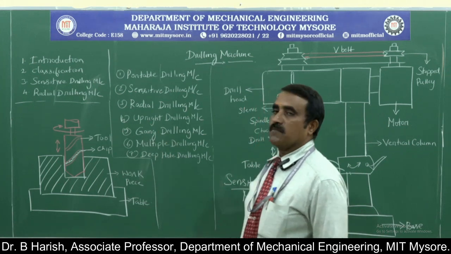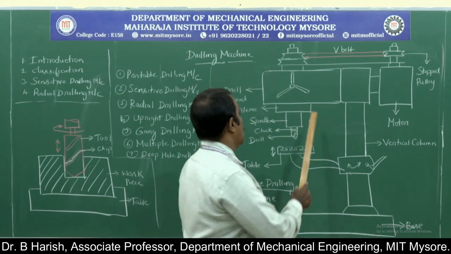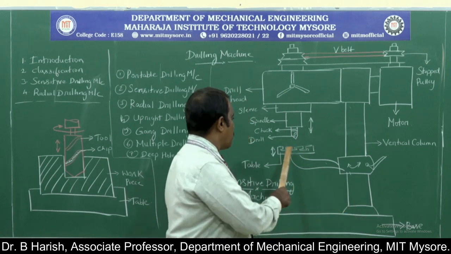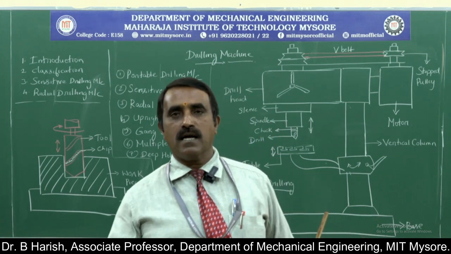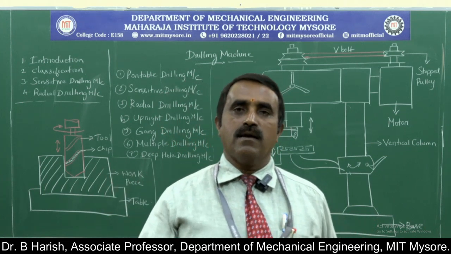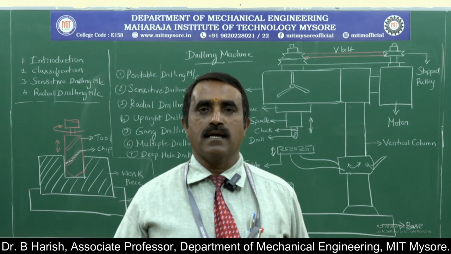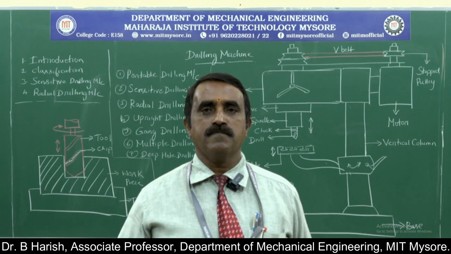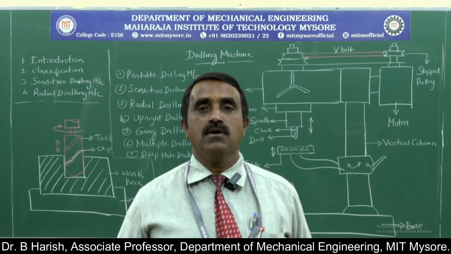Next one is the gang drilling machine. Gang means group. Here you can see that only one spindle is there, so one particular operation can be performed at a time. With a gang drilling machine, along with drilling we can perform other operations related to drilling. In drilling we have the reaming operation, boring operation, and counterboring operation. These are the operations related to drilling.